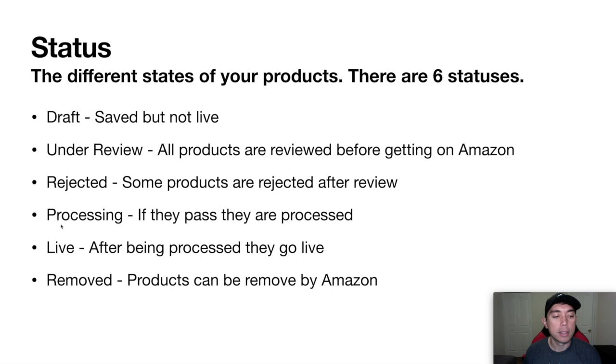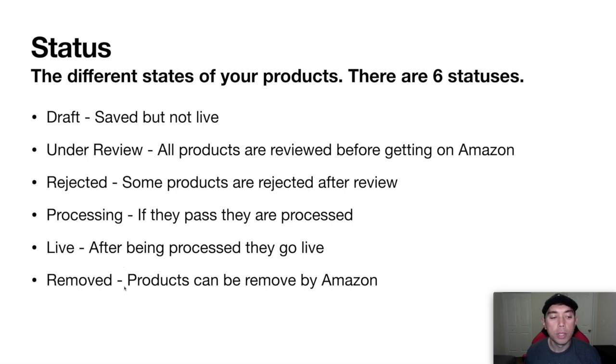The next status is processing. In between, when it's getting under review and after it's reviewed, before it goes live, it's just processing. It's Amazon just saying, just wait a minute, we reviewed this and it's not live yet. We're just working on it. So that's what processing is. If it passes review, they're just being processed. The next one is live. Of course, this is where you want your products to be. It's passed review, it's passed everything, it's good to go, it's live, it's on Amazon, ready to sell. So that's what live is.